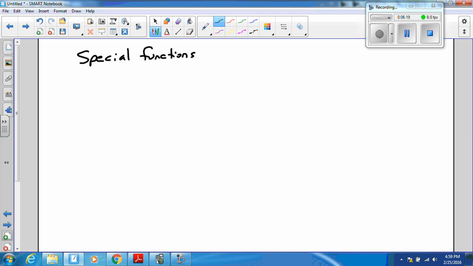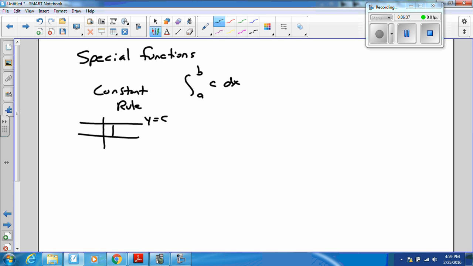And the first special function that I want to consider is going to be a constant function. So this would be a constant rule for definite integrals. If I integrate a constant function from a to b, then what I am doing is finding the net signed area under the curve y equals c from a to b, and that gives us a special shape, which is a rectangle, and as a result, that integral is going to have the value of the height c times the width b minus a. b minus a is here, and c is right there.